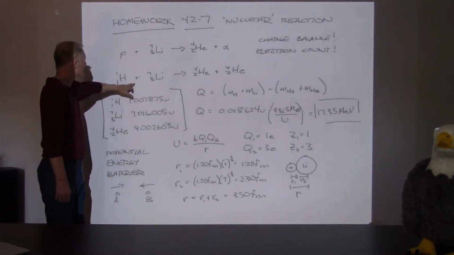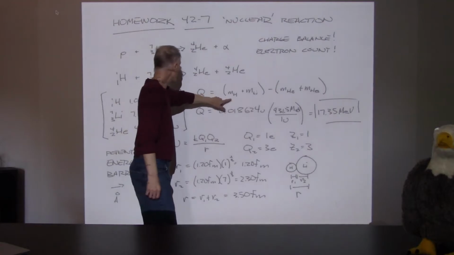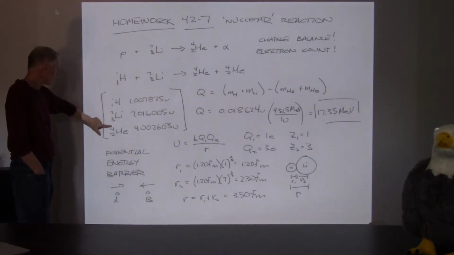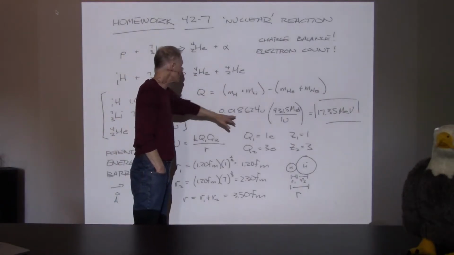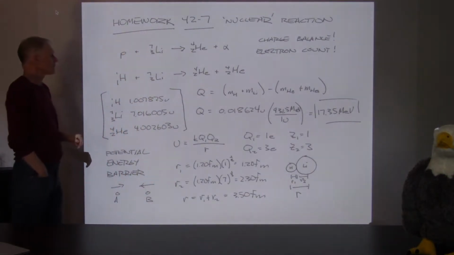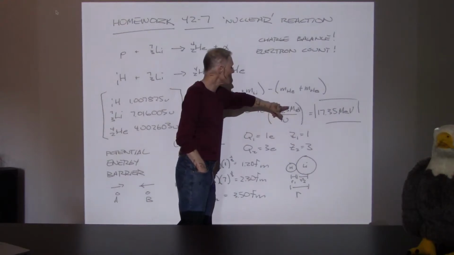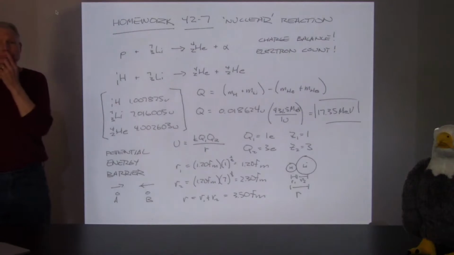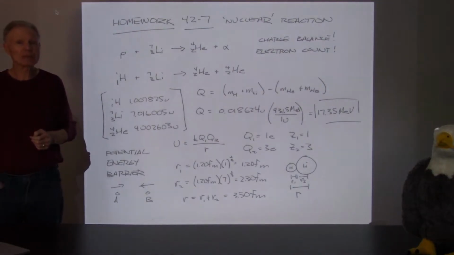So we're going to get the Q from here. So make everything neutral. Look up all the masses. I did that. I looked up the hydrogen 1, the lithium 7, the helium 4, and wrote down the values, and I got 0.018624 atomic mass units. I did my 931.5 conversion into MeV, and I got 17.35 MeV. That's a good amount of energy. That's a lot of energy release.